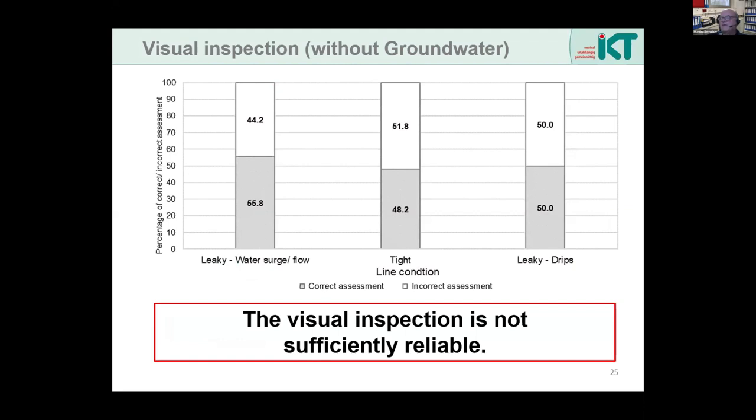Here we have a look at the visual inspection. There we have to say that the visual inspection was made without groundwater outside. So it was not so easy for the companies to classify the pipe. We could have a look because of the groundwater level. You can see where the water comes in. They have to classify it only by the optical impression. Finally, the visual inspection is not sufficiently reliable when you have no groundwater pressure from the outside. Then it's not so good to make a visual inspection.